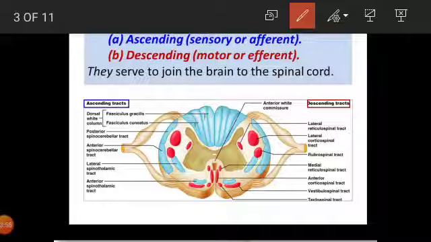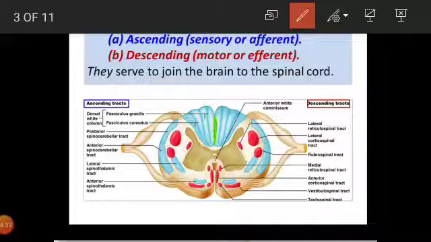Before proceeding further, I would like you to note a point: all types of ascending and descending tracts pass through the area of white matter and have nothing to do with the gray matter. Now moving on to the medial lemniscal pathway, which is primarily a part of the dorsal white column. We have two principal fasciculi which are responsible for carrying the afferents. This is the posterior commissure.